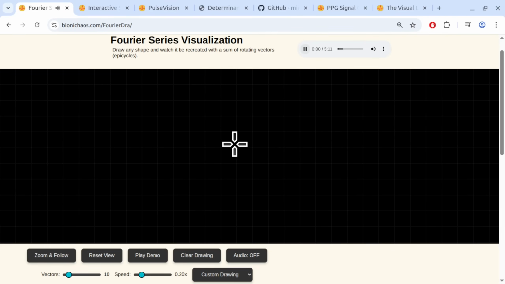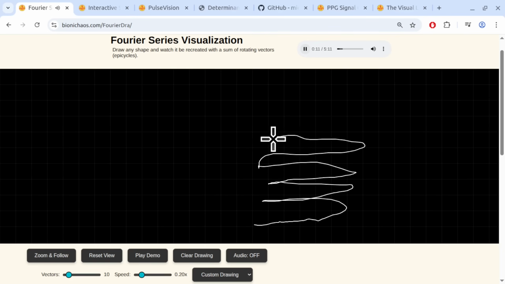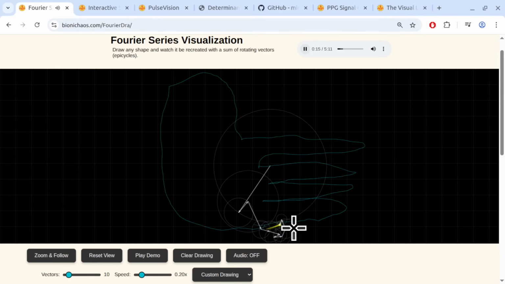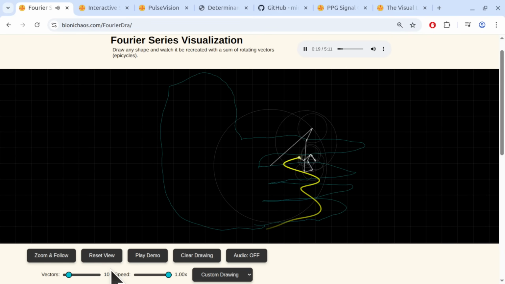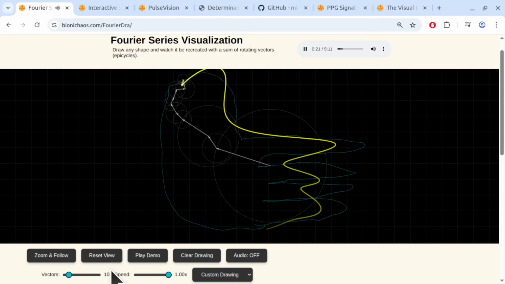Okay, so picture this. You draw basically any shape you can think of. Could be a circle, or something way more complex, like, I don't know, a treble clef. Or even Homer Simpson, apparently. Right, even Homer Simpson. And then you just watch as it gets perfectly redrawn, almost like magic, just by these simple spinning circles. So today, that's what we're diving into, Fourier Series visualization.